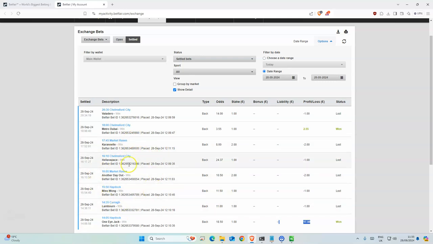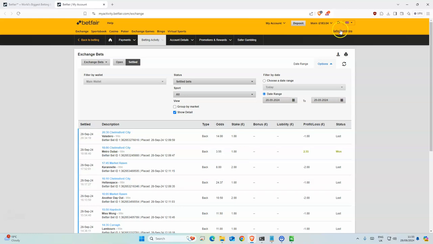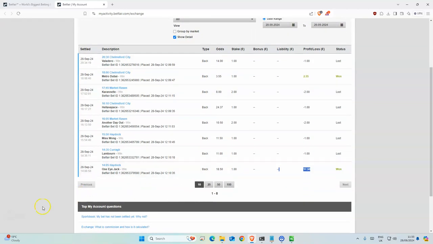And out of the rest, Miss Wong was, I want to say, second or third, I can't remember honestly, but I think she's the only one who placed. Everyone else just didn't perform well. So yesterday our bank was 172 and now we are at 183, so £11 profit, pretty good.